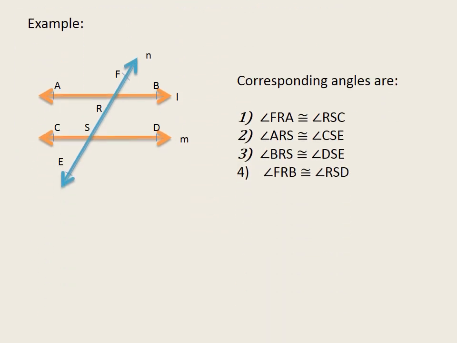In this example, line L is parallel to line M and line N is a transversal. Therefore, angle FRA is congruent to angle RSC. Second, angle ARS is congruent to angle CSE. Third, angle BRS is congruent to angle DSE. And fourth, angle FRB is congruent to angle RSD.